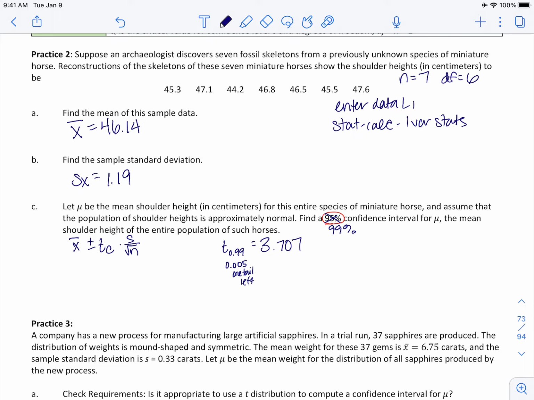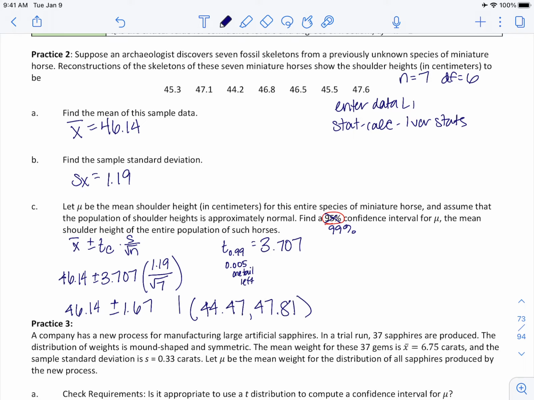So we have 46.14 plus or minus 3.707 times 1.19 divided by square root of 7. So this gives us 46.14 plus or minus 1.67. And so then we end up with 44.47 to 47.81.